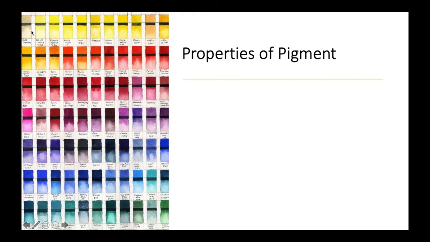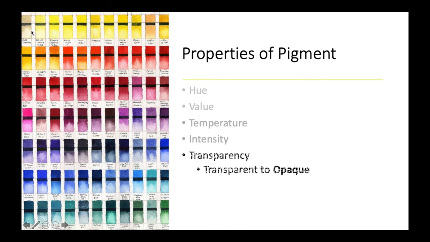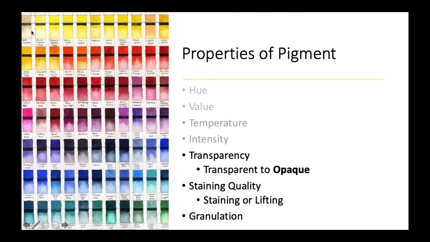So let's get started. First, the properties of pigment. We've discussed hue and value previously. Temperature and intensity were our last lesson. This time we're going to touch a little bit on transparency, specifically opacity with our white paint, and staining quality, which means staining or lifting quality of a pigment. And finally, granulation will be in our very last regular lesson on texture.